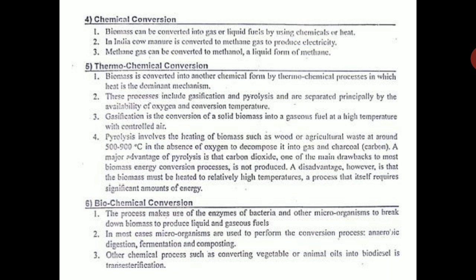Then we will see the chemical conversion. Like in chemical conversion without heat, in a biogas plant, you can convert cow dung into gas, biogas, that is nothing but methane gas. And methane gas can be converted into liquid methanol, which can be used in automobile fuel also.